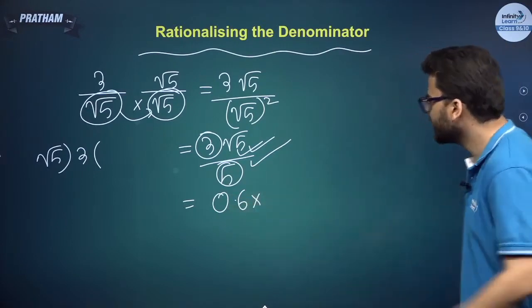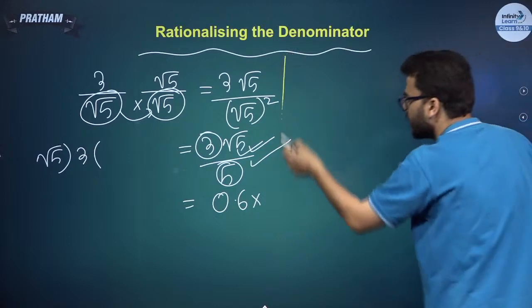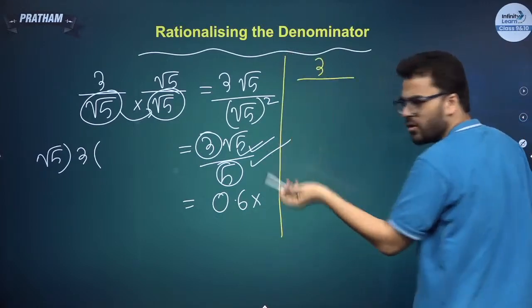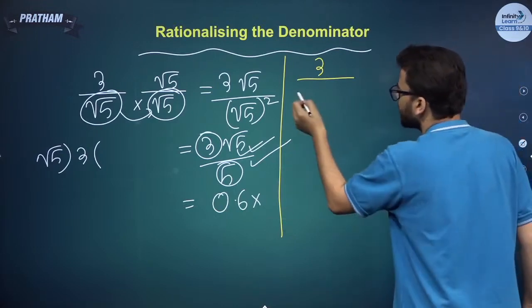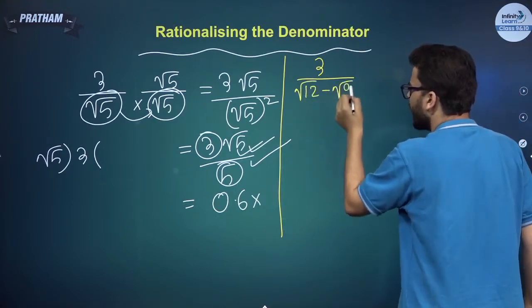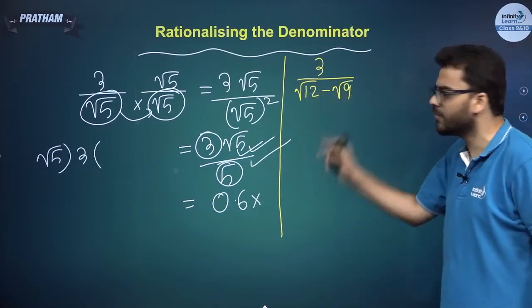Now this was a very simple thing. Every time you will not get rationalization like this. For example, I am making a question on my own. Suppose I have got this. Can you rationalize the denominator in this case? What will you get? 3 upon root 12 minus root 9.